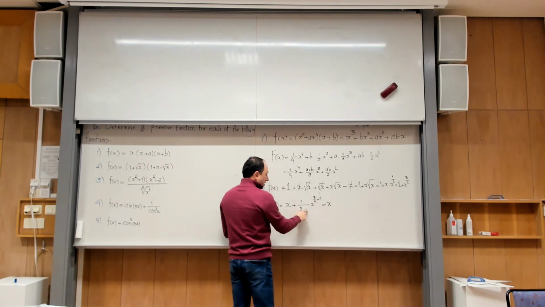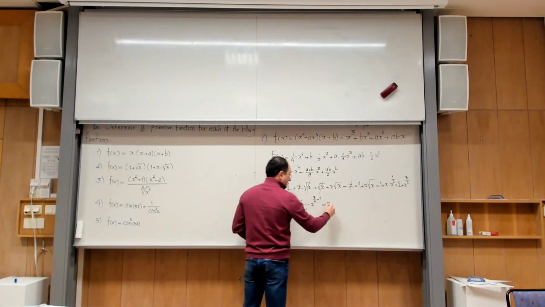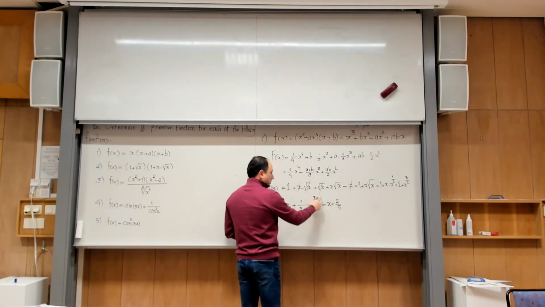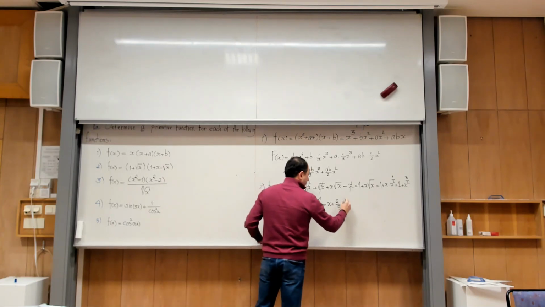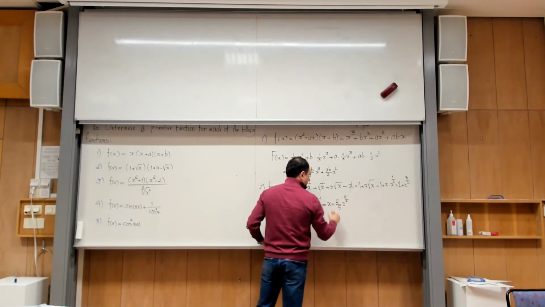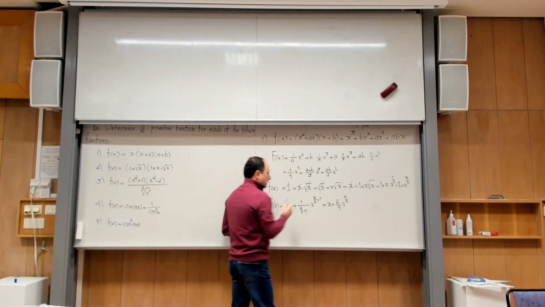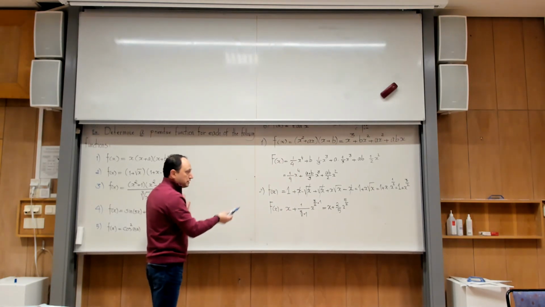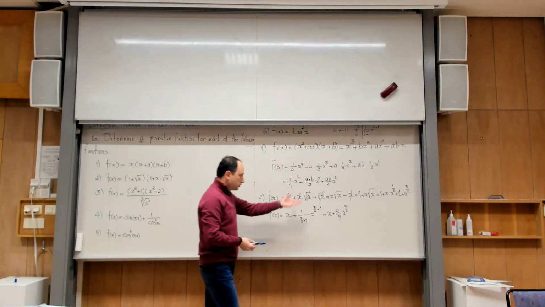This is 5 over 2. 1 over 5 over 2 is 2 over 5. And then this becomes 5 over 2x. Yes? And because I want to find a primitive function, I can stop here. This is completely enough for me, but if you want, you can simplify that.